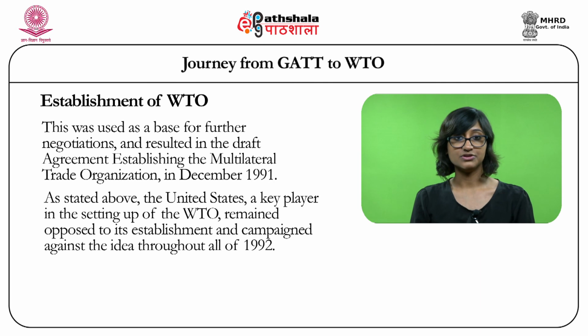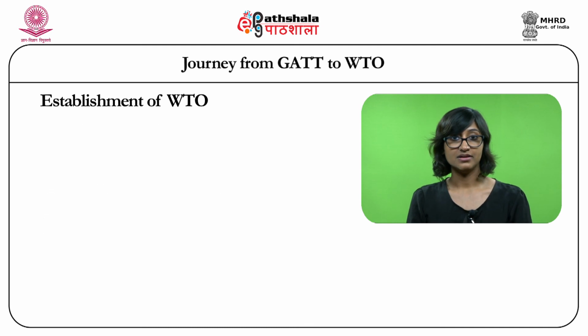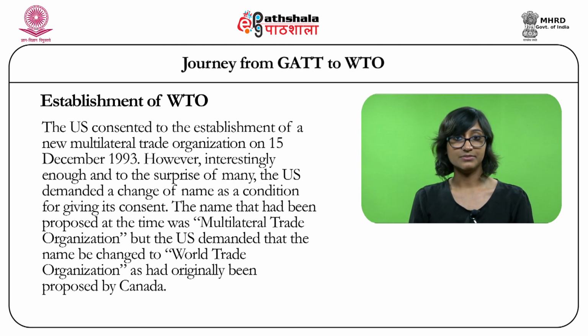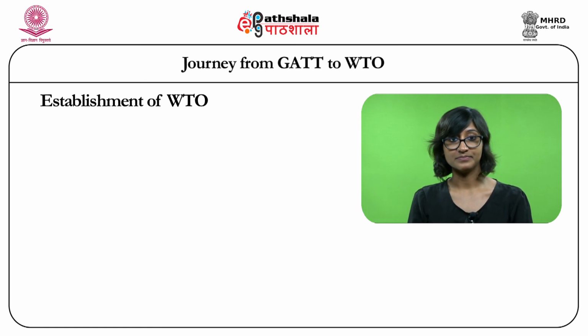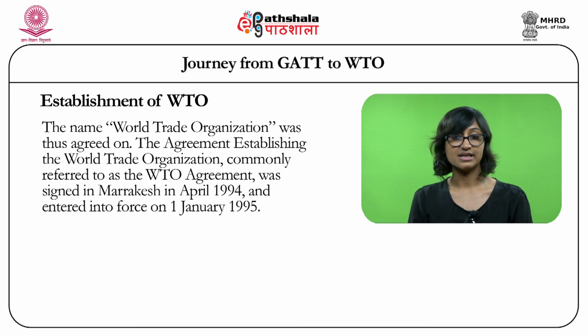However, the US's position on this issue changed because most other countries had agreed to the idea of setting up a multilateral trade organization. Subsequently, the US consented to the establishment of a new multilateral trade organization on 15 December 1993. But the US also demanded a change of name as a condition for giving its consent. Therefore, the name which had been proposed at the time, Multilateral Trade Organization, was changed to the World Trade Organization, as had originally been proposed by Canada. The name World Trade Organization was thus agreed on.